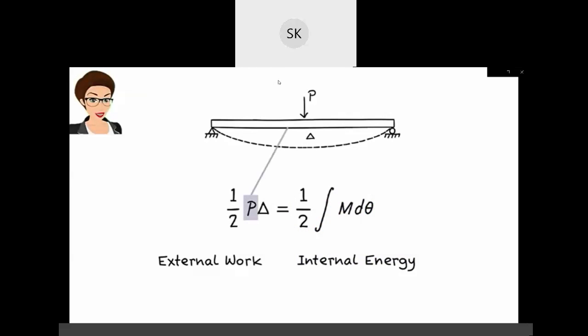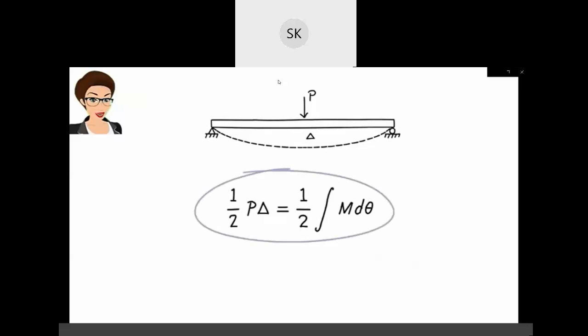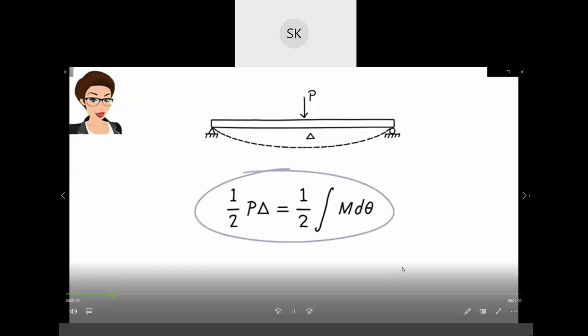On the left side, P is the applied load and delta is displacement under the load. On the right side, m is bending moment in the beam and theta is slope of the elastic curve, both due to the beam's deformation. We can use this equation to calculate delta, the displacement under the load, as was demonstrated in lecture SA 20.